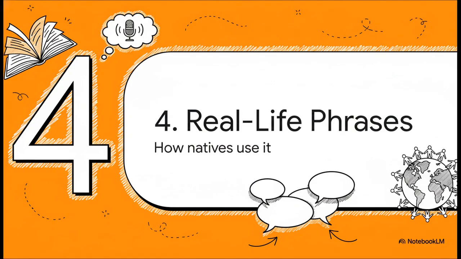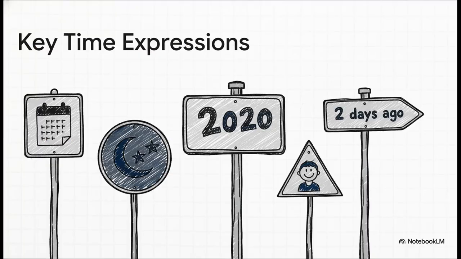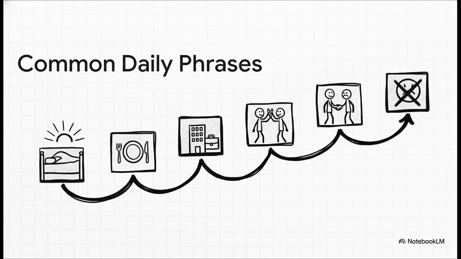Okay, we've got the rules down. Now let's get to the fun part. How do you actually use all this stuff to sound natural? The secret isn't just knowing the grammar, it's about learning the real phrases that people use every single day. First up, you need these little signal words you see right here. Think of these time expressions like giant flashing neon signs that just scream, hey, we're talking about the past. As soon as you hear yesterday, last night, or 2 days ago, your brain just knows the past simple is about to show up.